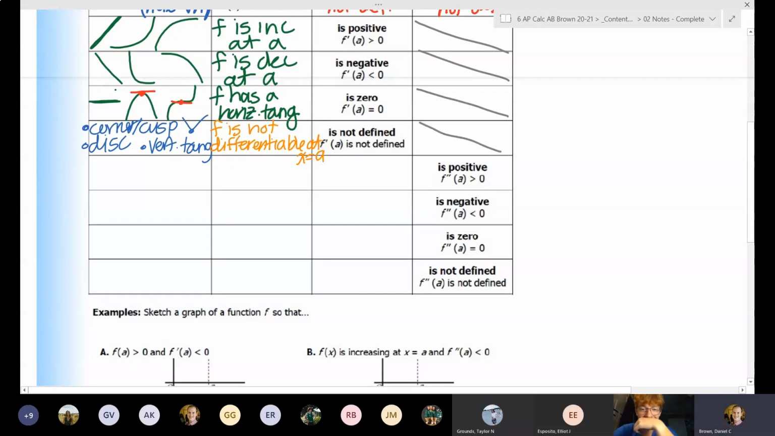But if you're looking at this chart, it's super important to know and interpret what it means if f prime is positive, negative, or zero, and then the possibilities of what the graph could look like.